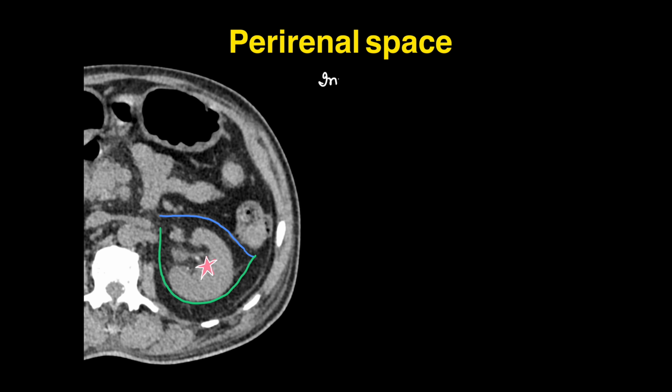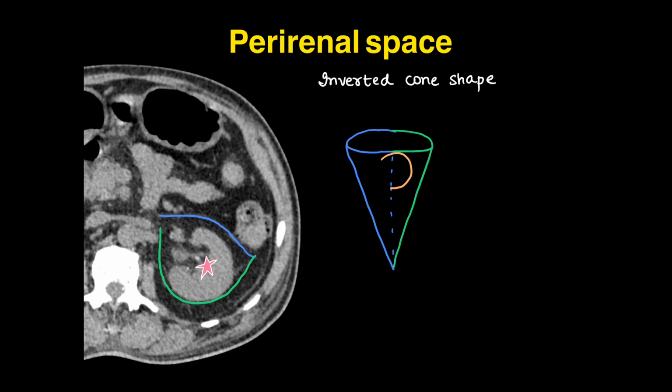So in longitudinal section, this is inverted cone shaped. So this in blue is the anterior renal fascia. This is the posterior perirenal fascia. They form a cone shaped space containing kidney, ureter, its vessels and adrenal gland. Inferiorly it reaches up to the pelvis. So this space reaches up to the pelvis.